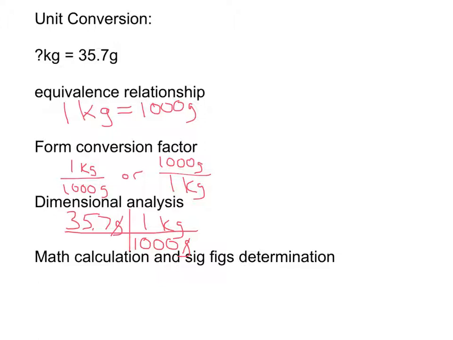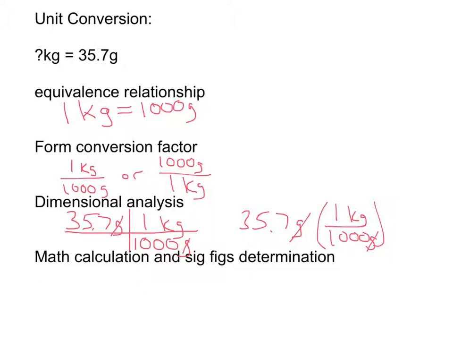I'm going to take 3.57 times 1 divided by 1,000. And the way Mr. Ferguson would write this would be 3.35. Let's try that again. He would take 35.7 grams, and then he would use this 1 kilogram divided by 1,000 grams. Again, your grams are going to cancel, and then we have to figure out what the answer should be.